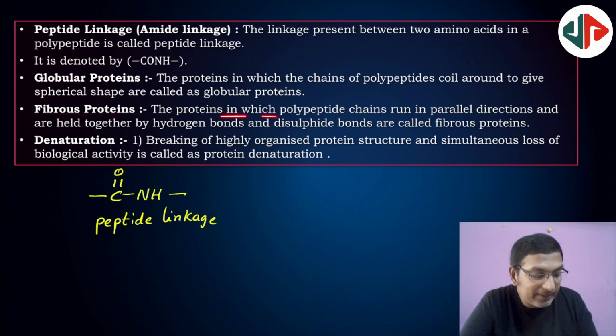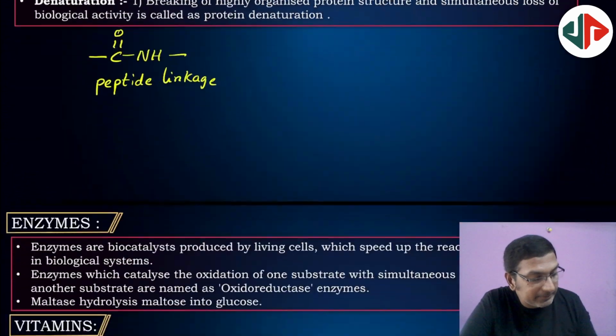Fibrous proteins: the proteins in which polypeptide chains run in parallel directions, held together with hydrogen bonds, are fibrous proteins. Here hydrogen bonds and disulfide bonds will be present. Next, denaturation. Denaturation means breaking of highly organized, ordered protein and simultaneous loss of biological activity of the protein. So denaturation means simply loss of activity of protein. Proteins are nothing but polypeptides. Proteins are also known as polypeptides. Next, enzymes.